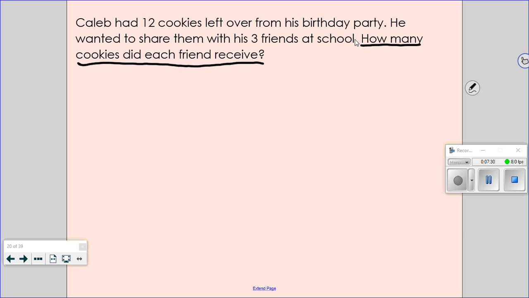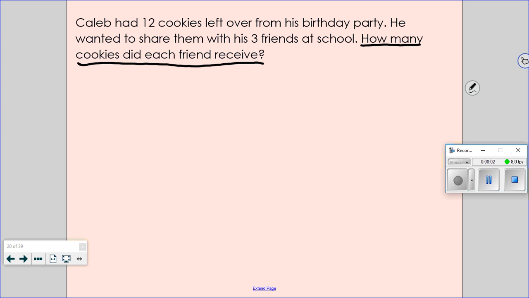If you have room underneath your notes, write it there. You don't need to turn the page if you have space. What could be my answer sentence? It needs to have almost all the same words as that question. Emma, what you got? Love it. Each friend will receive blank cookies. Dominic, what'd you write? Each friend gets blank cookies.